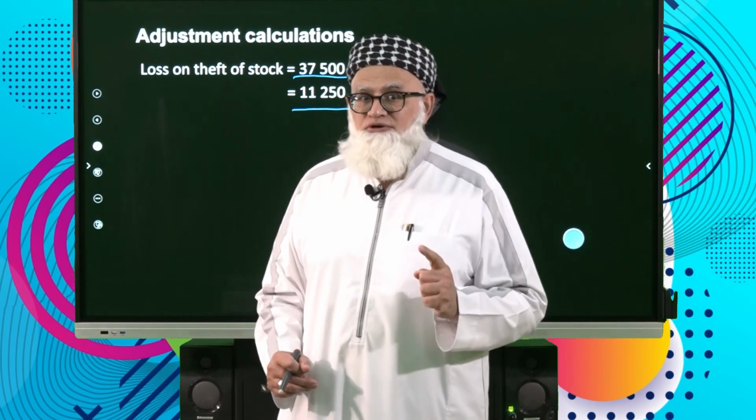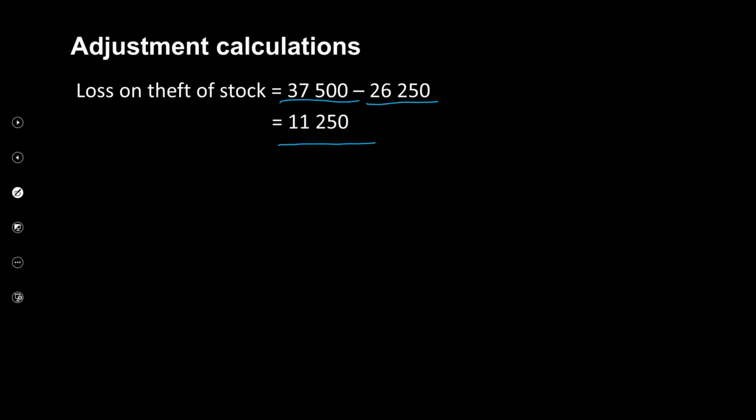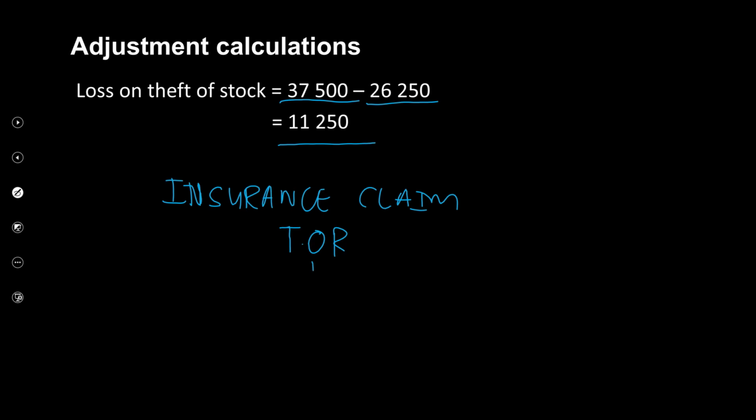Now, take into consideration that your insurance claim, right, this figure will appear in my statement of financial position, namely my balance sheet, under trade and other receivables. Very important. One of the items that's going to appear there will be the insurance claim of how much? 26,250, because that's the amount that the insurance company owes us.